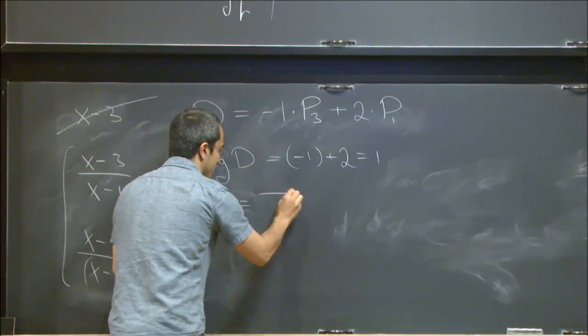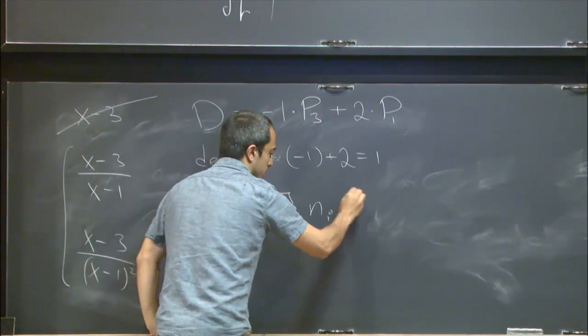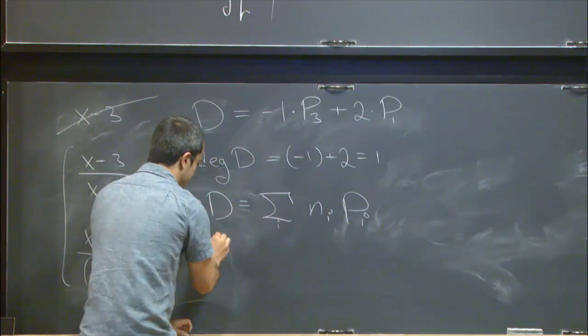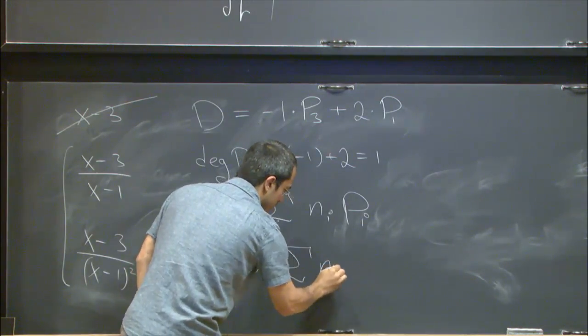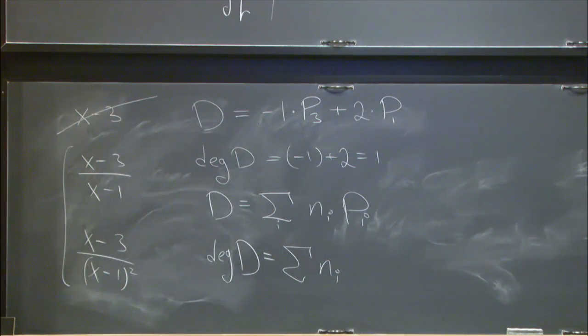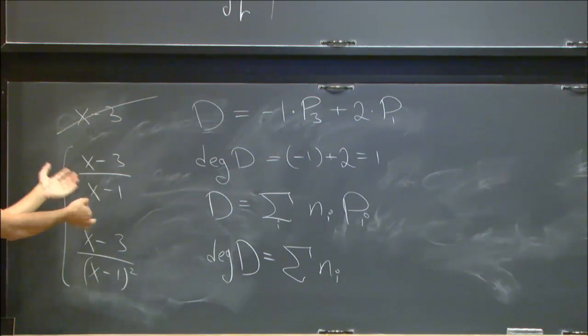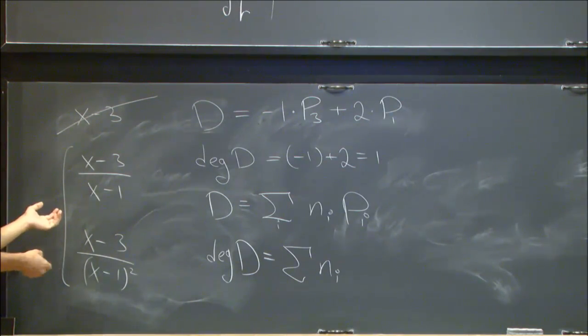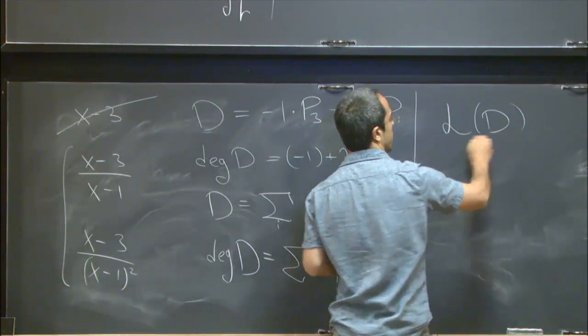In general, if you write a divisor like that, where these are just positive or negative integers, then the degree of the divisor is going to be the sum of the n_i. So the degree of a divisor in some sense is how much freedom you allow. And the question is, given the degree of a divisor, how many functions sit in this set of solutions, in the subspace of solutions? And this subspace has a name. It's called the Riemann-Roch space associated with that divisor.